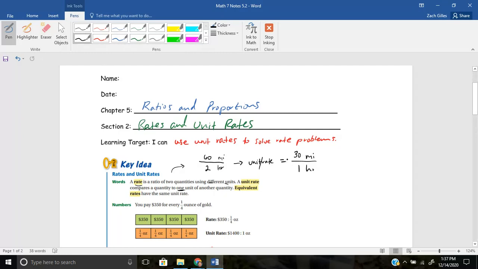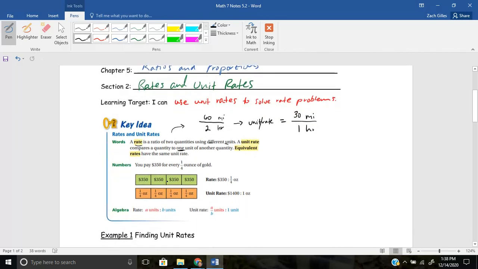Okay, so this would be like an example of a town limit speed. You can't go fast in town. The speed limit is 30 miles per hour. Okay, so here's a rate, here's a unit rate, and it says equivalent rates have the same unit rate. Okay, or you can make them the same unit rate, right? For the numbers portion of it here, it says you pay $350 for every quarter ounce of gold.